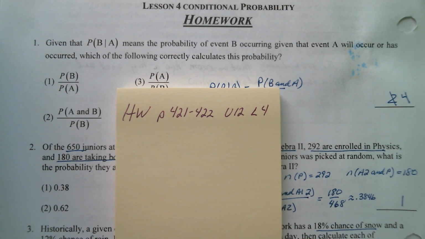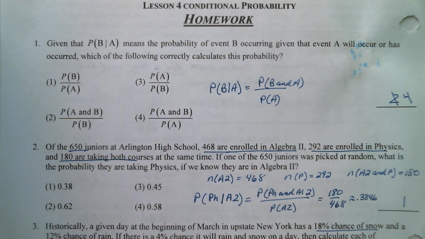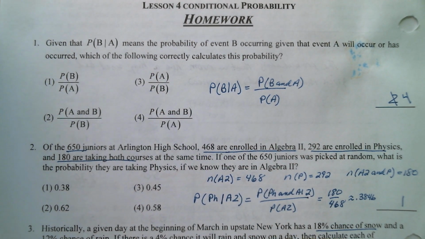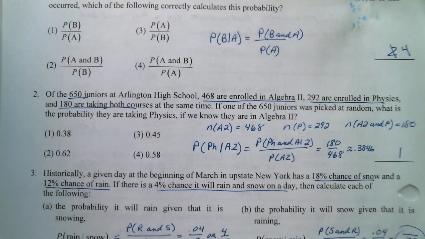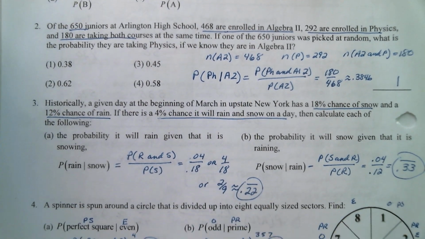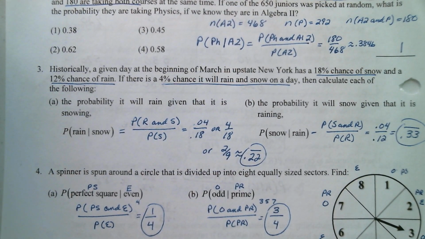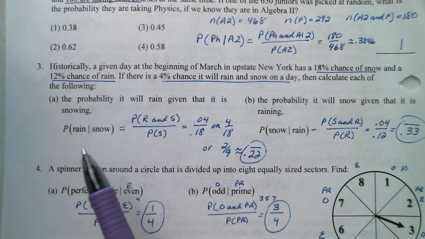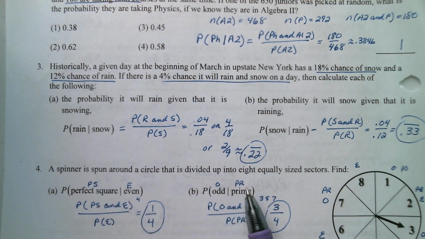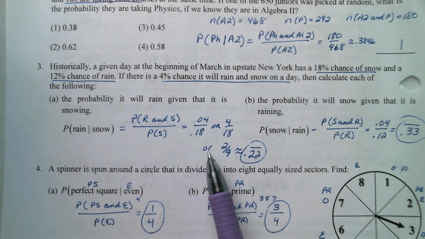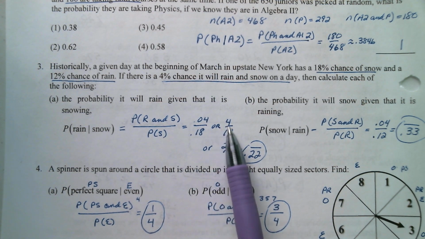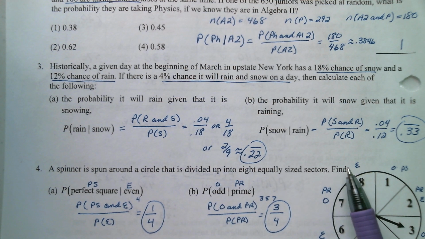This is the answers to pages 421 and 422 homework from Unit 12, Lesson 4. Number 1 is choice 4. Number 2, choice 1. Number 3, A, the probability of rain given snow is 0.2 repeating, or the fraction 2/9, or the fraction 4/18.